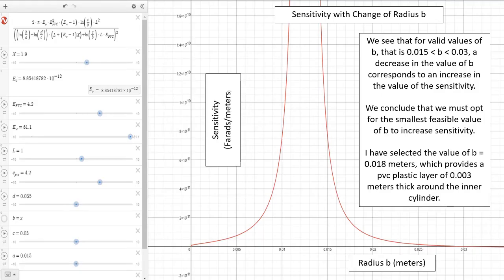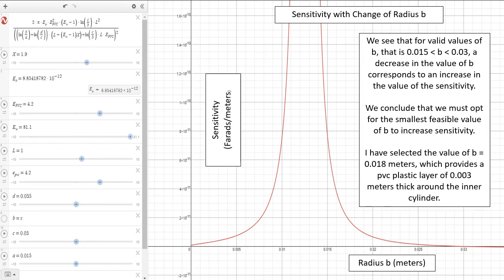The following graph presents the sensitivity measured in farads per meter with the change of the radius b in meters. We see that for the valid values of b, that is between 0.015 meters and 0.03 meters, a decrease in the value of b corresponds to an increase in the value of the sensitivity. We conclude that we must opt for the smallest feasible value of b to increase sensitivity.